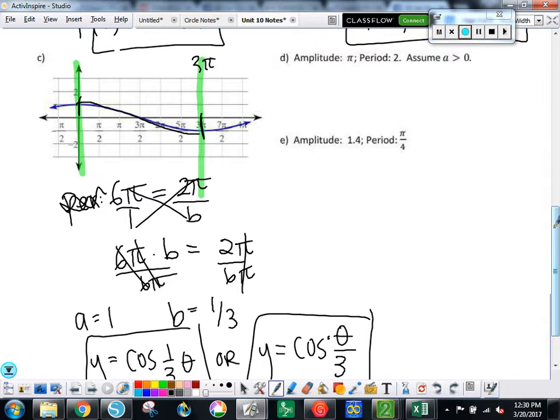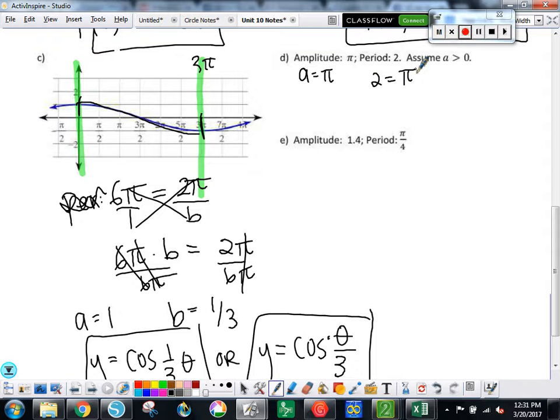Okay, so in this one, the amplitude is pi, the period is 2. Assume a is greater than 1. How do we use that information to finish and figure out what a and b are? Sort of. A is what? A is pi, which is not what we're used to seeing, but is that okay? That it goes up to pi and down to pi? That's okay. And the period is 2, so 2 equals what?